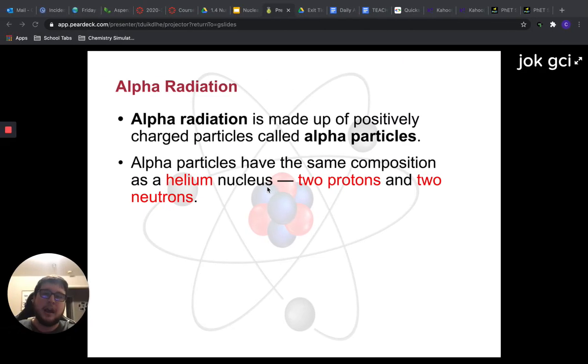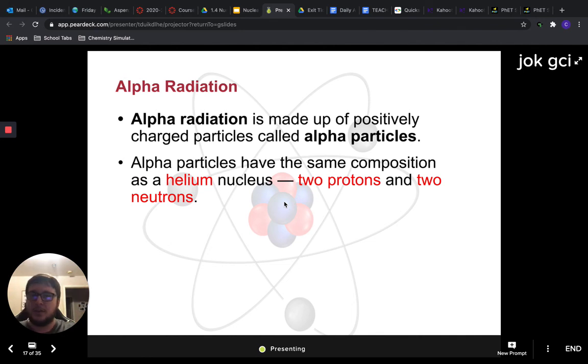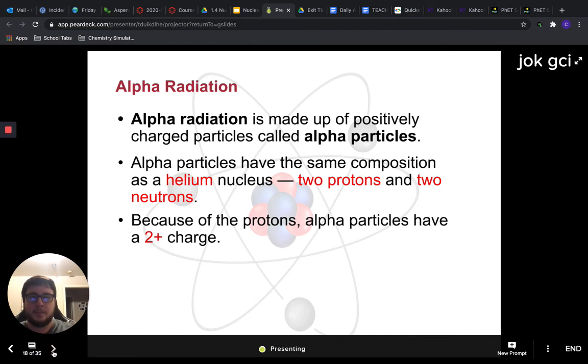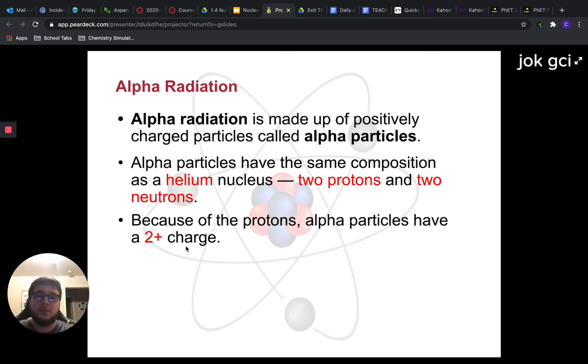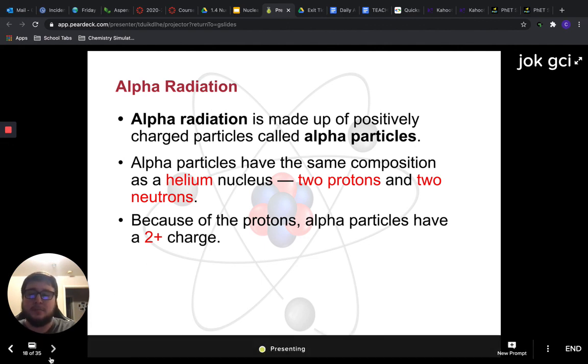So that's where your alpha particle comes from. It's a helium nucleus with 2 protons and 2 neutrons. The alpha particle will have an atomic number of 2, but a mass number of 4 because it has 4 total particles in the nucleus. Because of the protons, with no electrons to balance those charges, alpha particles have a positive charge. They have a 2 plus charge because there are 2 protons with no electrons to balance those out.